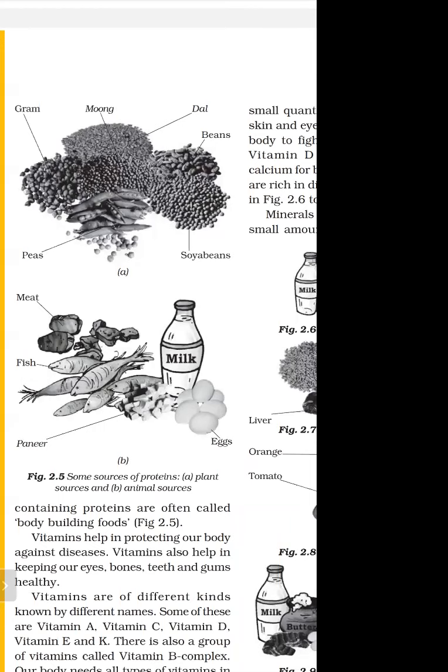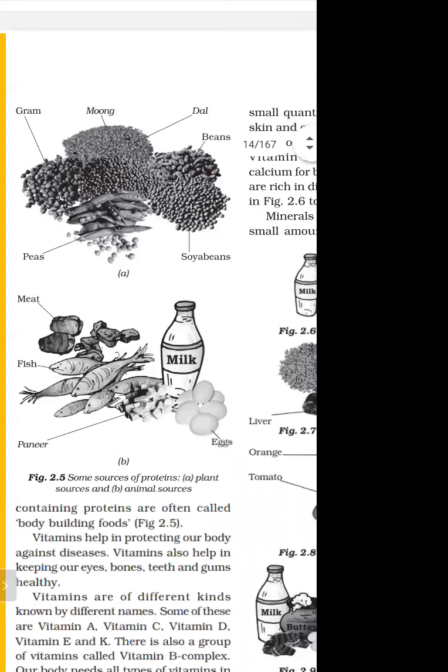A is also a source of protein, and B is also a source of protein. In A, these products are obtained from plants, and in B, these products are obtained from animals, from which we can obtain protein. Proteins are called body building food.